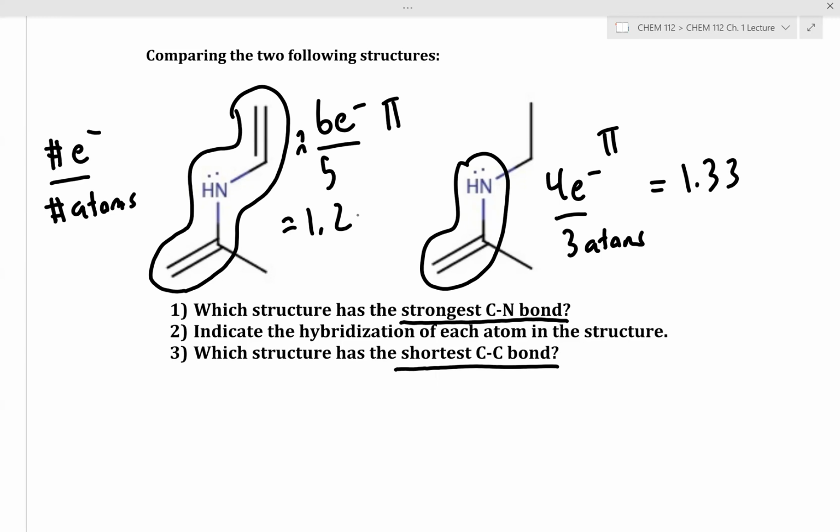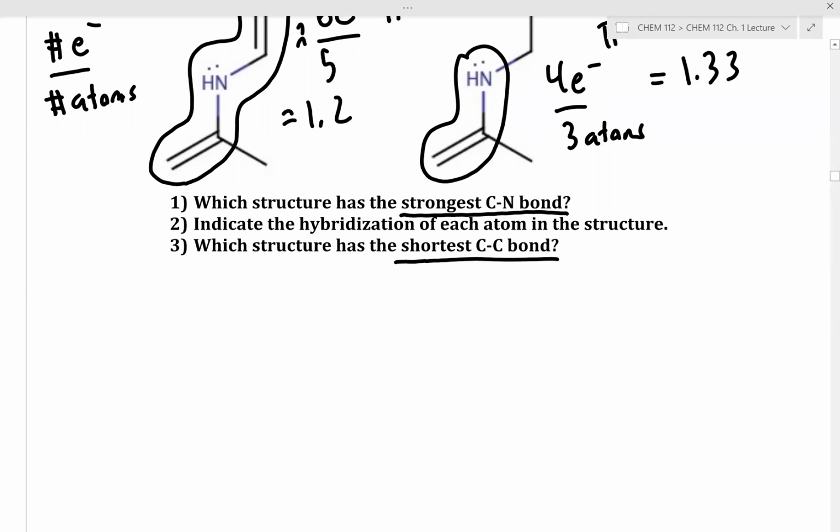So as a consequence of this, if we just had to predict a priori, which structure would we predict to have the strongest carbon-nitrogen bond? Yep, and which one would have the shortest carbon-carbon bond? The one on the right, right? Because strong bonds are short. But let's justify our answer.